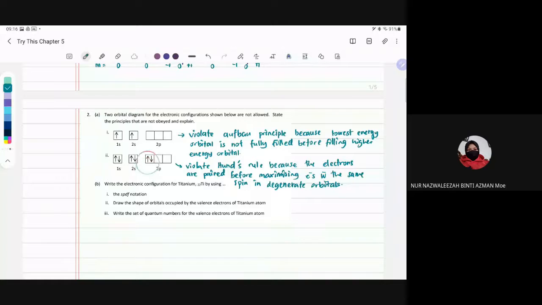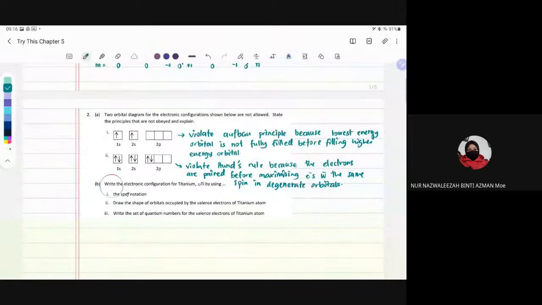Hans Rule cakap kalau nak isi elektron dalam degenerate orbital, so 2p ni, tiga-tiga orbital ni degenerate. Bila kita nak isi, kita kena maksimumkan electrons of the same spin first. So, dekat sini dia violate Hans Rule sebab elektron ni dekat sini diisi dan dia dipasangkan sebelum kita maksimumkan bilangan elektron yang spin dia sama dalam degenerate orbitals. That would be the reason lah. Right.